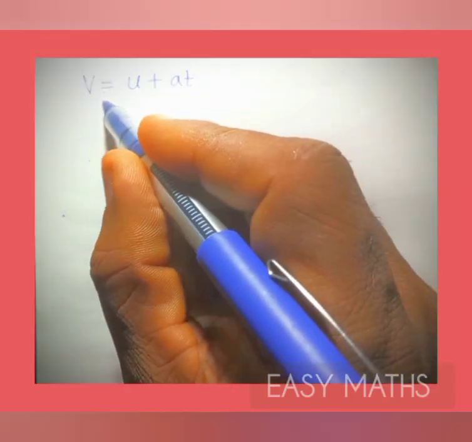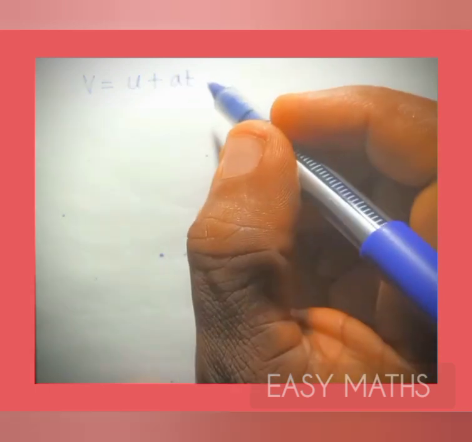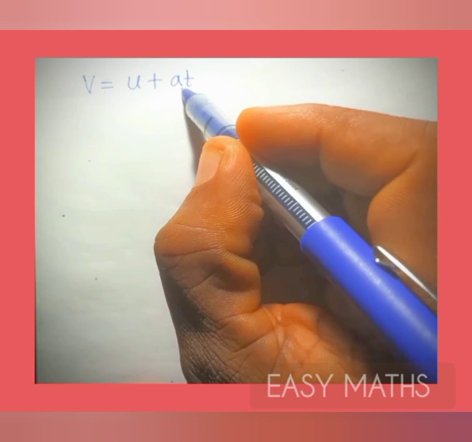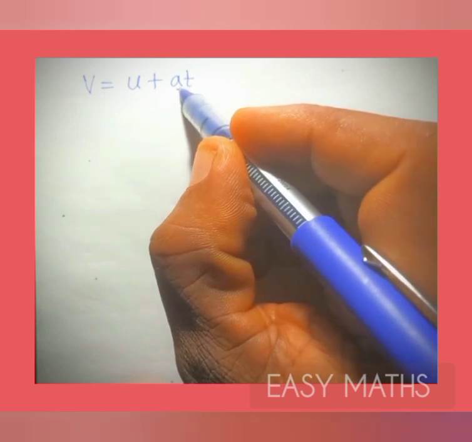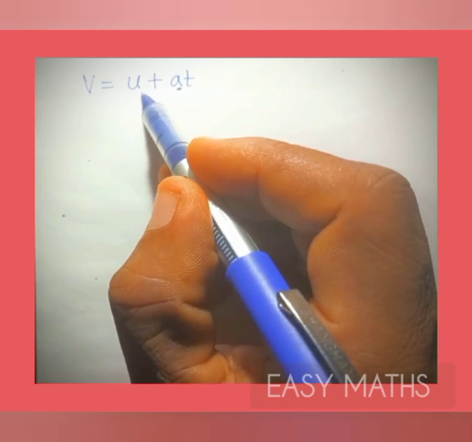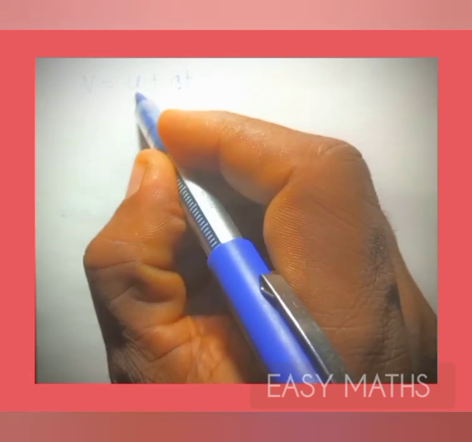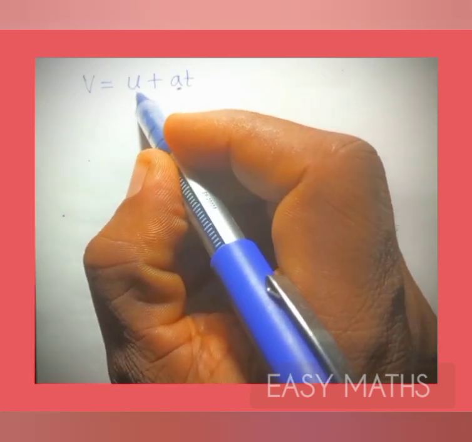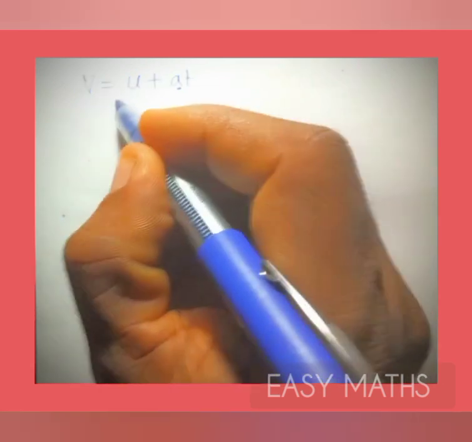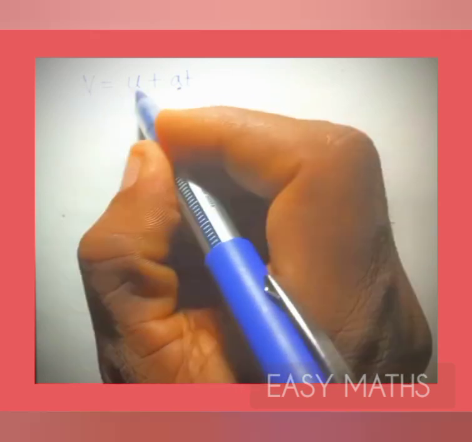Let's look at this formula. V equals to U plus AT. Let's try to make A the subject of formula. We're making A the subject of formula. Okay, first of all, let's see how we can remove U to this side. And by doing that, we have to apply the inverse operation of addition, which is subtraction. So we subtract U from both sides of the equation.